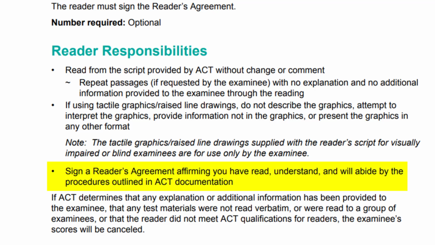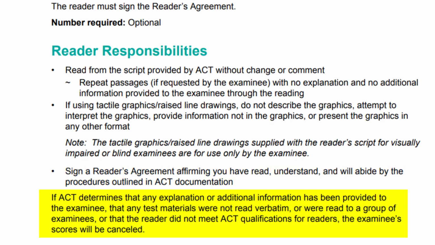Sign a reader's agreement affirming you have read, understand, and will abide by the procedures outlined in ACT documentation. If ACT determines that any explanation or additional information has been provided to the examinee, that any test materials were not read verbatim or were read to a group of examinees, or that the reader did not meet ACT qualification for readers, the examinee's scores will be canceled.